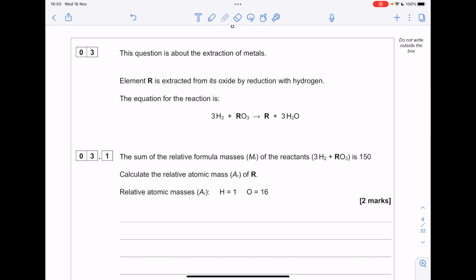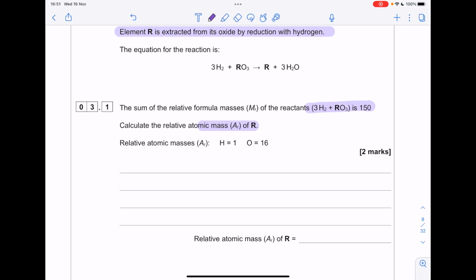This question is about the extraction of metals. Element R is extracted from its oxide by reduction with hydrogen. The equation is given, and the sum of the relative formula masses, MR, of the reactants is this. Calculate the relative atomic mass of R.